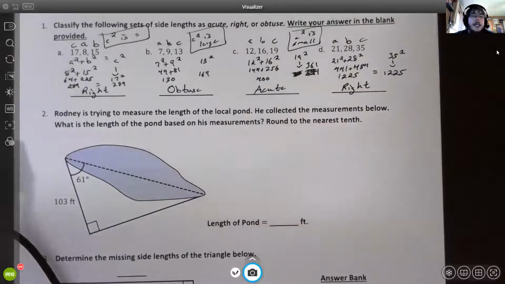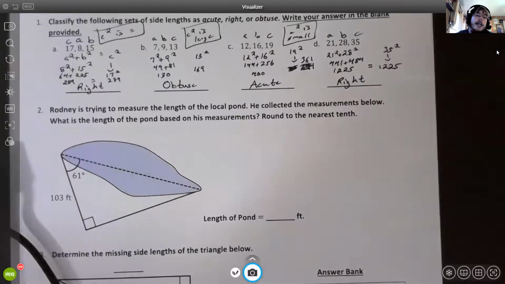All right, so that's how you classify each one of these as acute, obtuse, or right. Find your A squared plus B squared and your C squared. Compare C squared to A squared plus B squared.